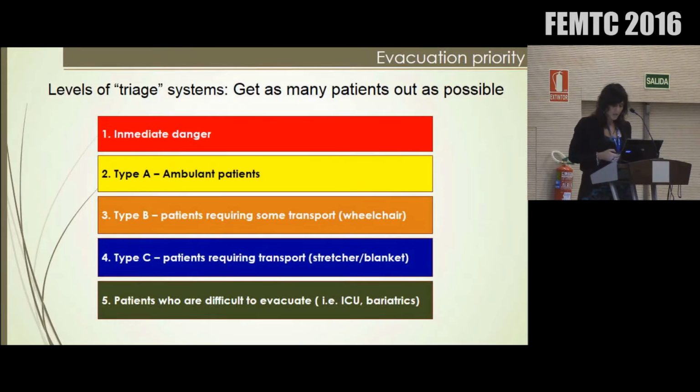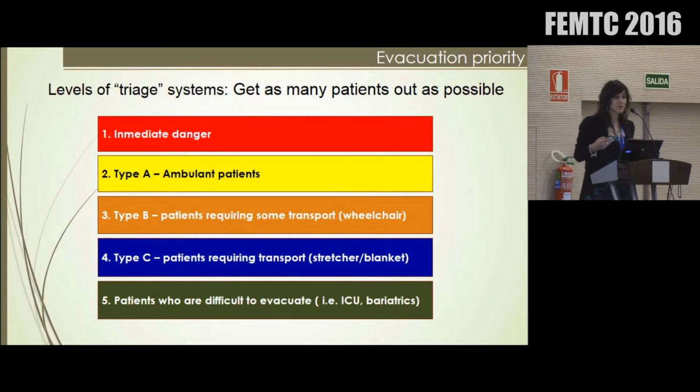So the emergency plan at hospital normally is defined by a triage. The aim of the triage is to get as many patients out as possible. So this default priority may assume that the first patients to be evacuated are those in immediate danger, which are closest to the fire. The second patients to be evacuated are the ambulant patients, which is type A. The third patients to be evacuated are patients requiring some assistance, for example, using wheelchairs. The fourth type are type C, which are the patients requiring more transport, probably a stretcher, blanket, or similar devices.